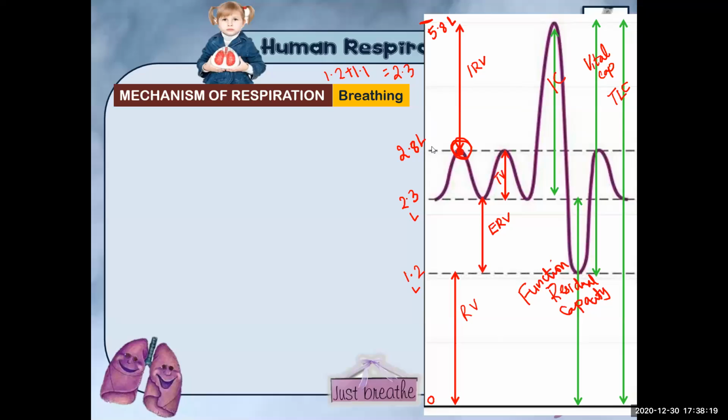Yes, majority of y'all are absolutely correct. This dotted line represents normal inspiration and this dotted line represents normal expiration. This line represents forced inspiration and this line represents forced expiration.